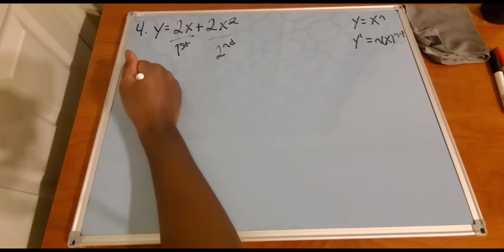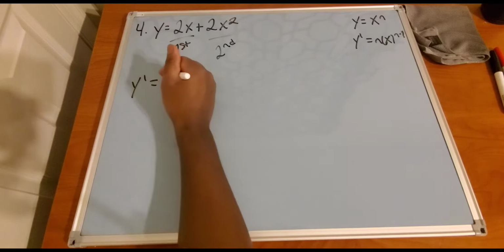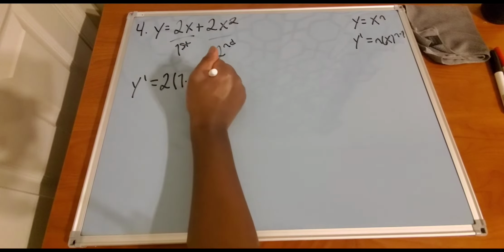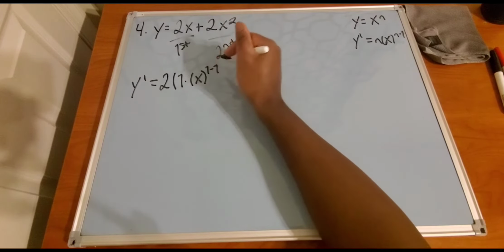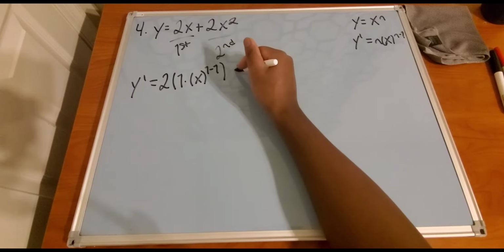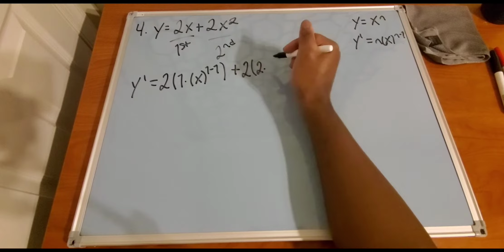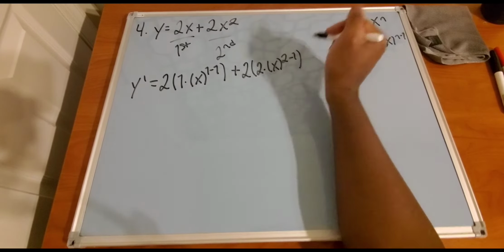So for the first one, the first derivative of y is equal to the derivative of 2x. Well, it's 2x to the first power, so we'll keep the 2 out, and then it's 1 times x raised to the 1 minus 1 power, and that's the derivative of the first one. Then for the second one, we keep the 2 out, and then it would be 2 times x raised to the 2 minus 1 power.